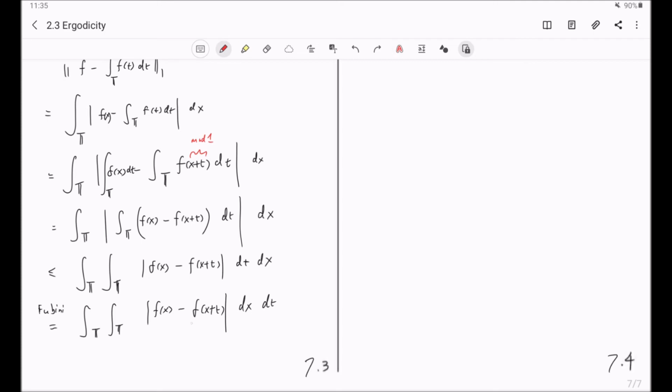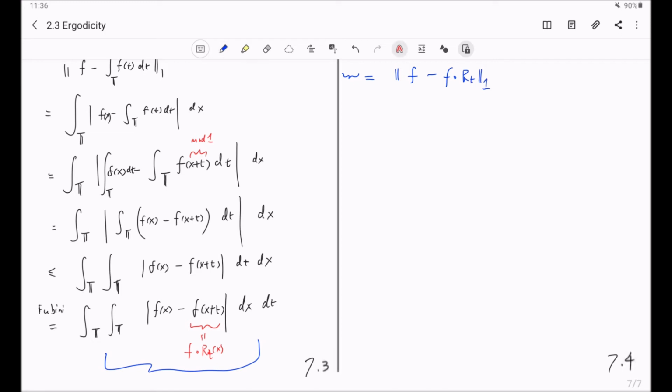The observation is that this is the same as f composed with R_t applied to x. Namely, you first add t to x mod 1, and then you apply f to x plus t. Okay, now this part will be equal to the L1 norm of f minus f composed with R_t.